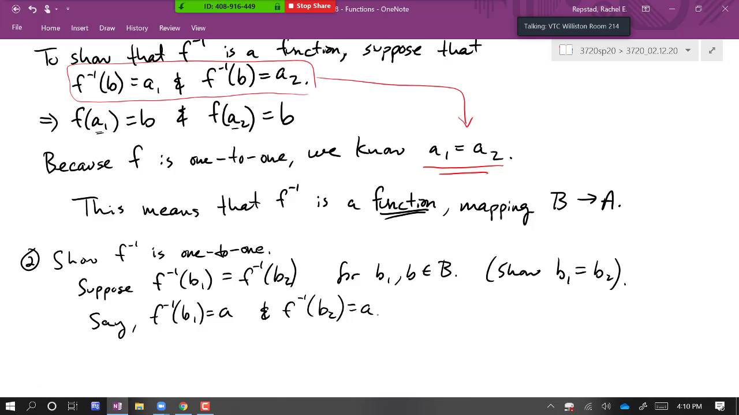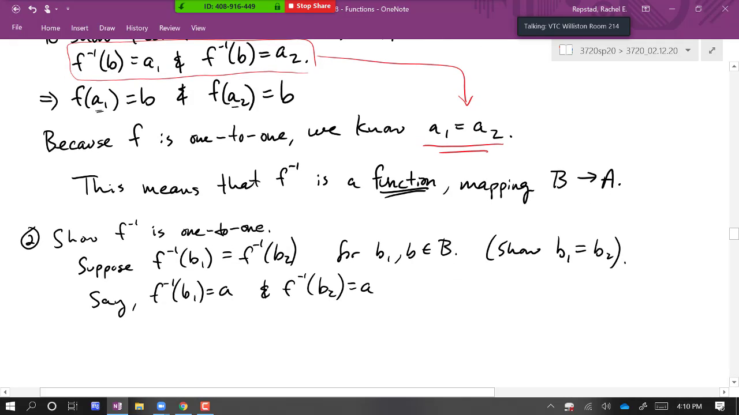I'm just going to now switch from using the inverse function to the function itself. If F inverse of B1 is equal to A, that means that F of A is equal to B1. And if F inverse of B2 is equal to A, that means that F of A is equal to B2. Oh, not B squared, B2.